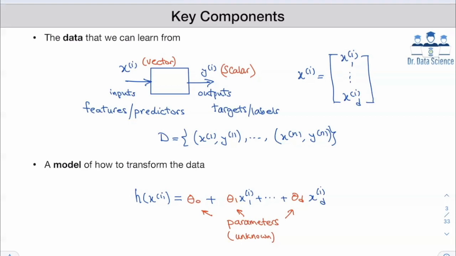Something to keep in mind is that these parameters, theta 0, theta 1 to theta d, are unknown. Therefore, the main purpose of using machine learning here is to be able to estimate or find these parameters. And remember that theta 0 is known as the intercept or bias term.